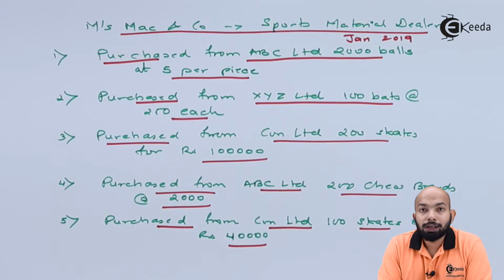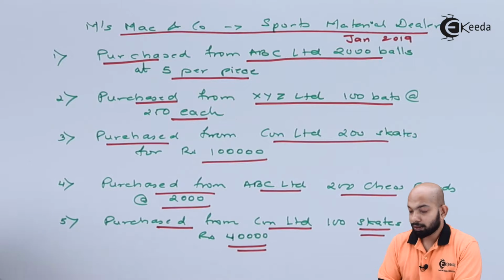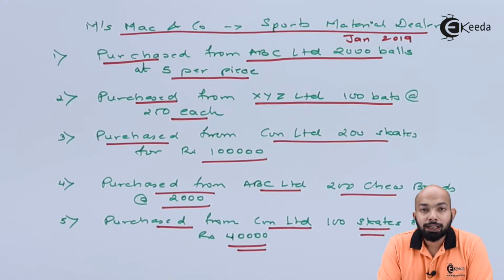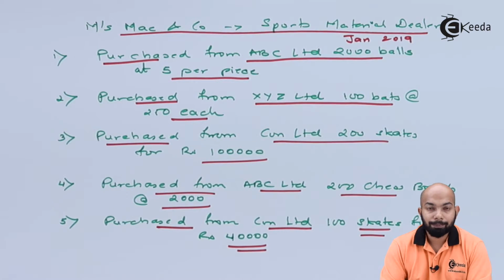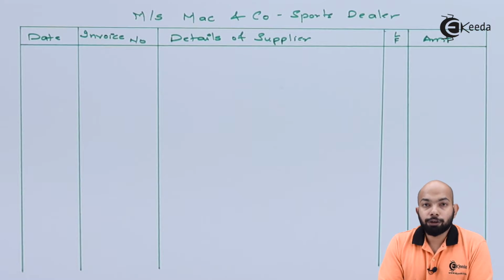Purchase from Con Limited, 100 skates for rupees 40,000. So these are the transactions. Let's prepare the format and go ahead with the illustration and preparation of it. So we have already prepared the format. Let's go ahead with the first transaction.